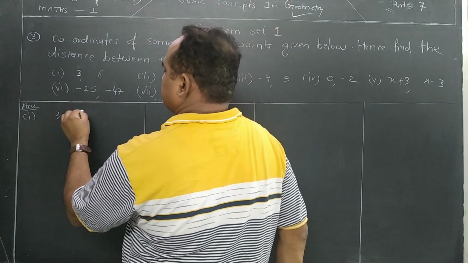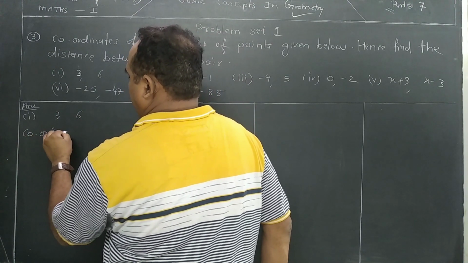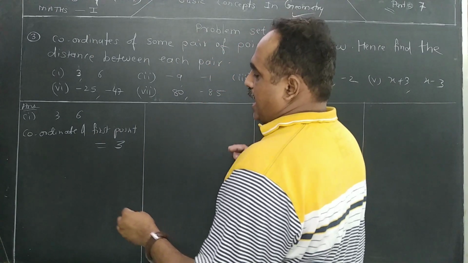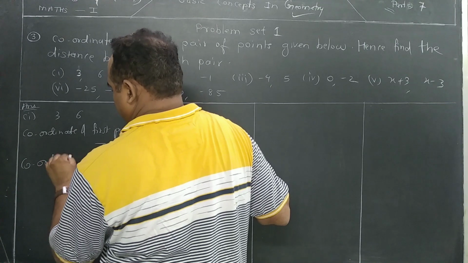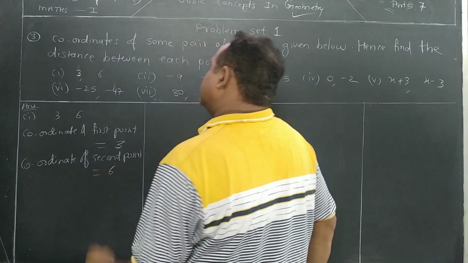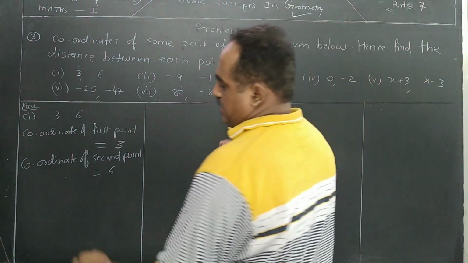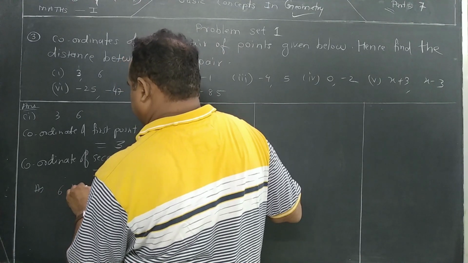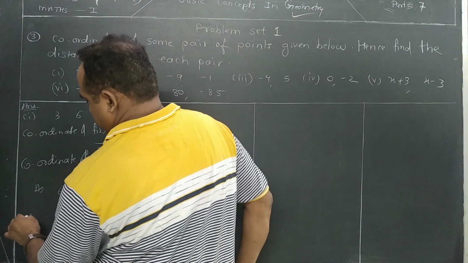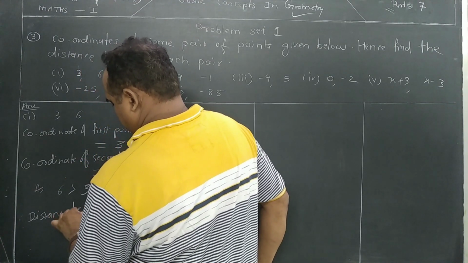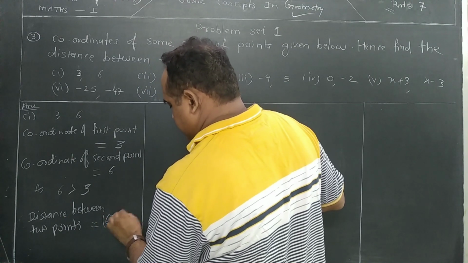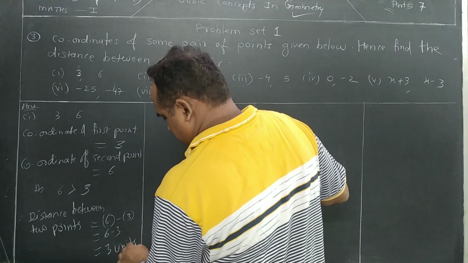The first one is 3 and 6. What do I want to write? Coordinate of first point is equal to 3 and coordinate of second point is equal to 6. So, as I can say, 6 is greater than 3. Correct? So what can I write? Distance between 2 points is equal to 6 minus 3. 6 minus 3 is equal to 3 units.